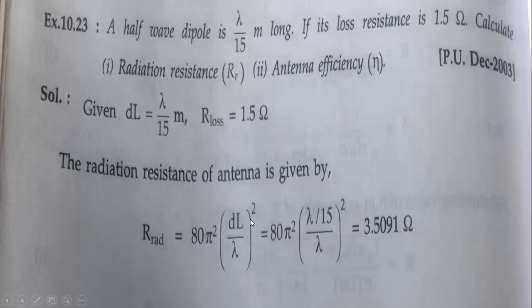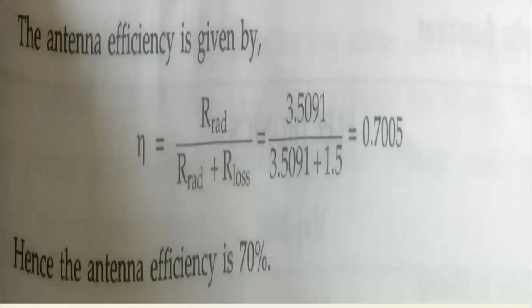The radiated resistance of the antenna is given by R radiated is equal to 80 pi squared times dl by lambda, whole squared. Always remember to be careful about which dipole is given, a short dipole, half wave dipole or another antenna. Accordingly, the formula will be different. Substitute the values of dl and lambda, and you will get the radiated resistance 3.509 ohm.